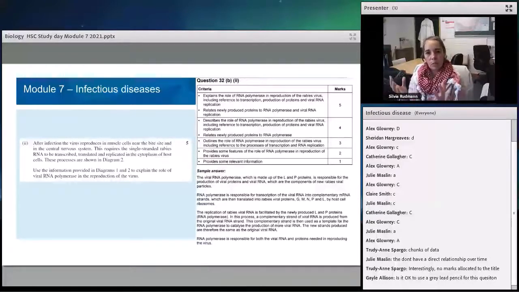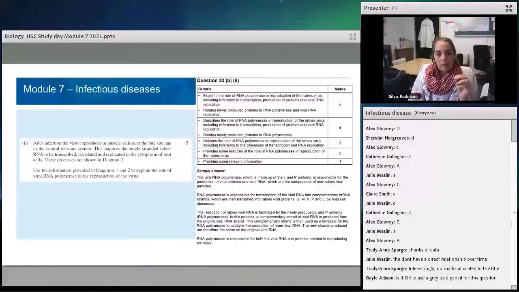And please, teachers, expose your students. I know that it's time constrained, but try to have tutorials at lunch and sit down and analyze this type of question. Use strategies that can help students to have that thinking outside the square, that critical thinking, to apply the knowledge that they know to new unfamiliar situations. And then relate newly produced proteins to RNA polymerase and viral RNA replication, right?